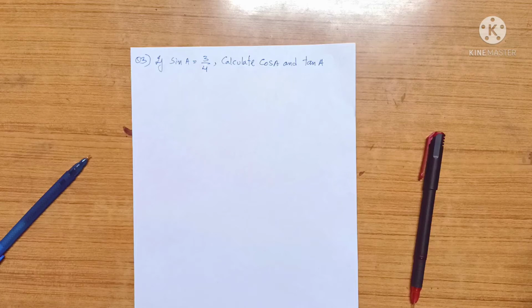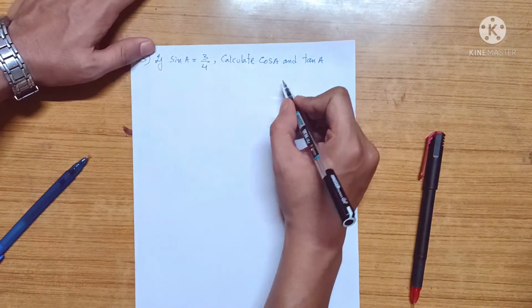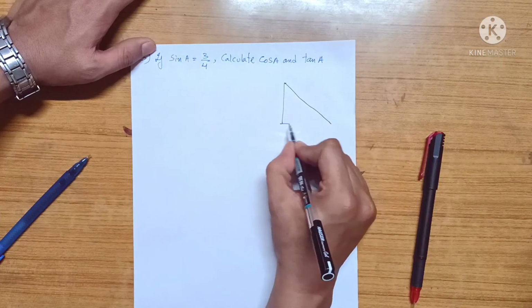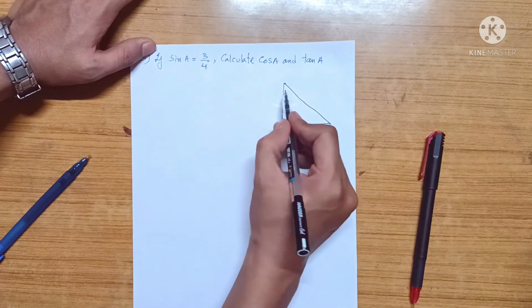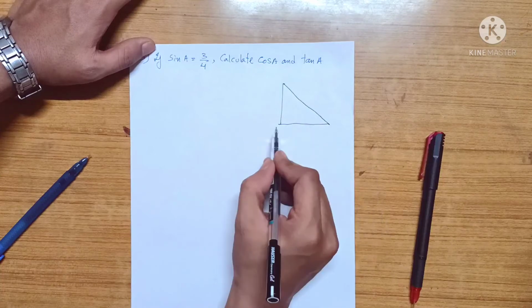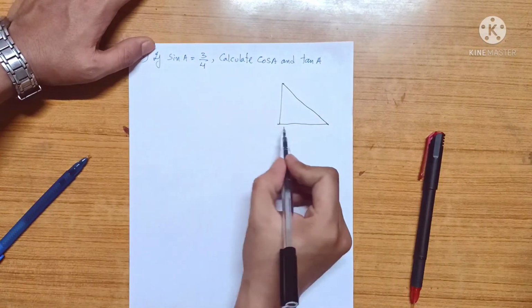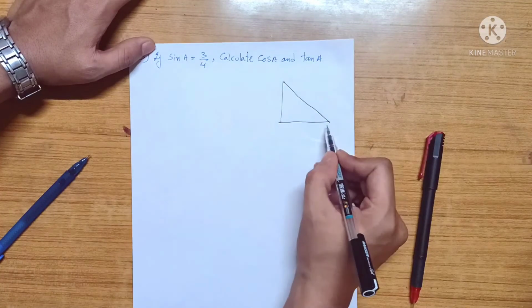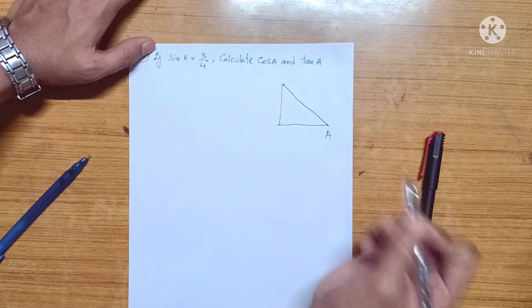Question number 3 is sin A equal to 3 by 4. Calculate cos A and tan A. So let's try this. Let's draw a right angle triangle first. And remember, this is sin A. It could be either this angle or this angle, but it cannot be 90, right? So we can literally keep the A anywhere. So let's just keep it here.